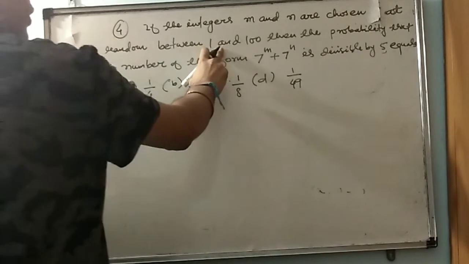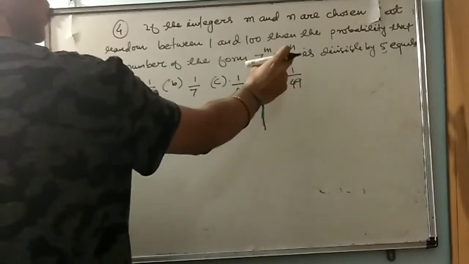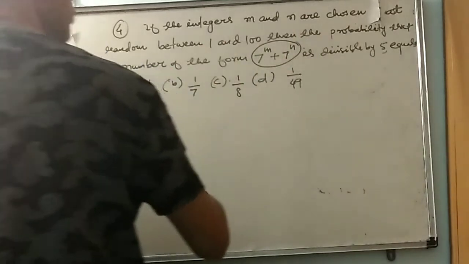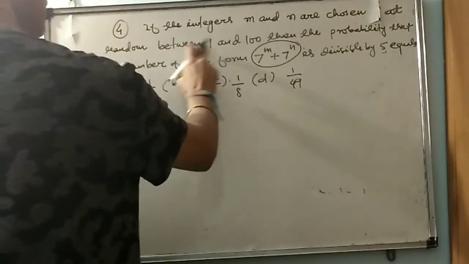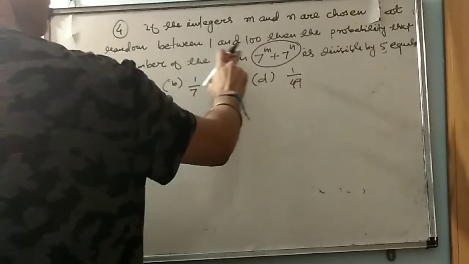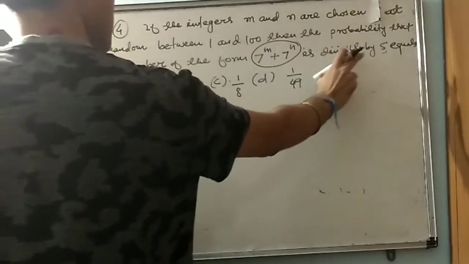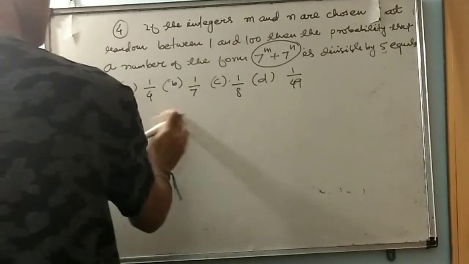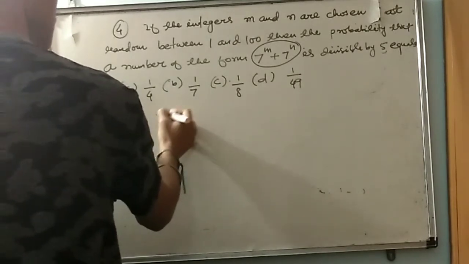This one is a wonderful question about probability, obviously, with great application of number. So between 1 and 100, we have to basically look for the divisibility by 5, and the number is in the form 7 raised to m plus 7 raised to n.